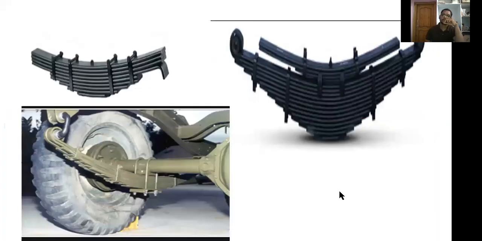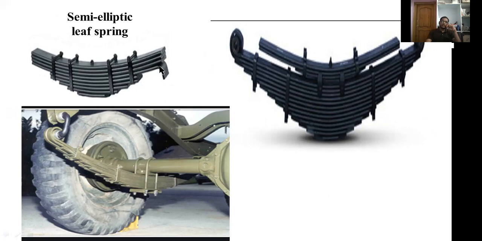Now these are the examples of a semi-elliptical leaf spring. This one is an elliptical spring. This is the application of a leaf spring in automobiles. In real life we can observe it in so many places. This is the example of a leaf spring. This one is also a semi-elliptical leaf spring.